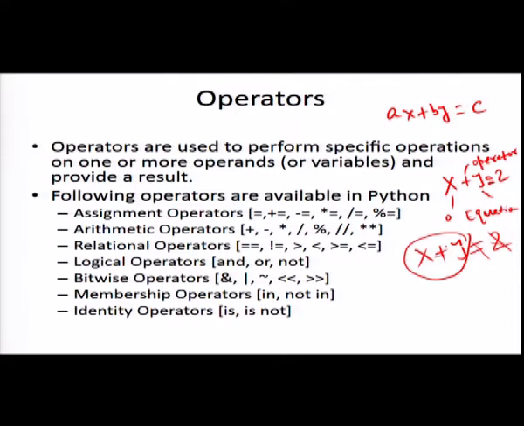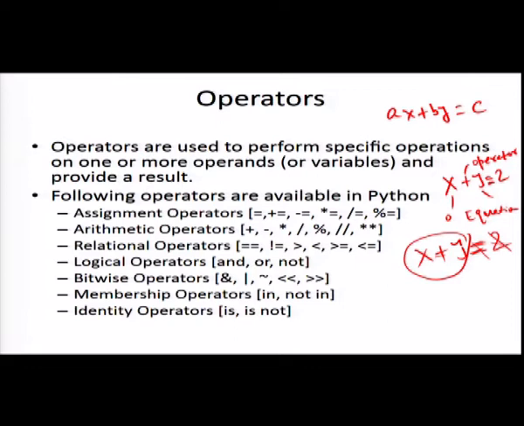As a first operator, we have the assignment operator. What is an assignment operator? An equal to symbol is said to be an assignment operator. Plus equal to is an assignment operator. Minus equal to is an assignment operator. Slash equal to, which is nothing but divided equal to, is an assignment operator. Modulo equal to is an assignment operator. We will see what a modulo is shortly.